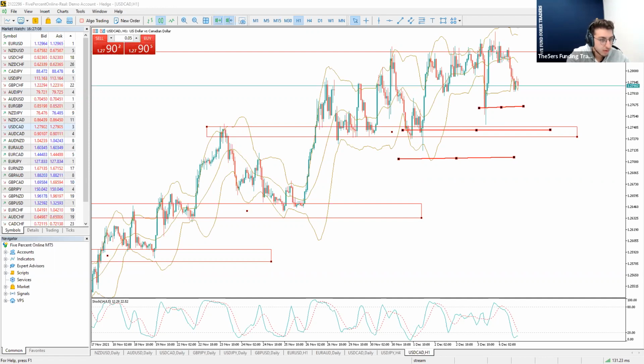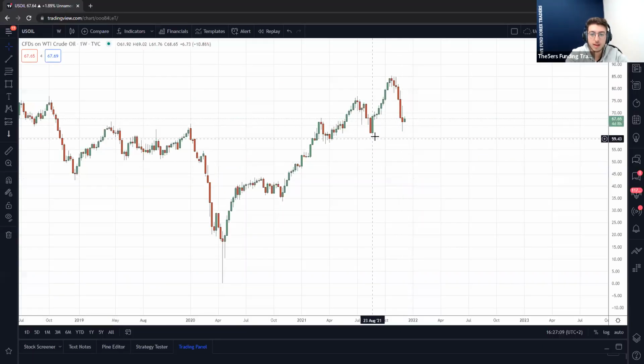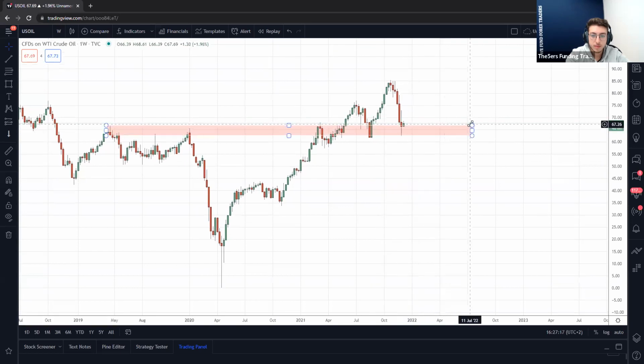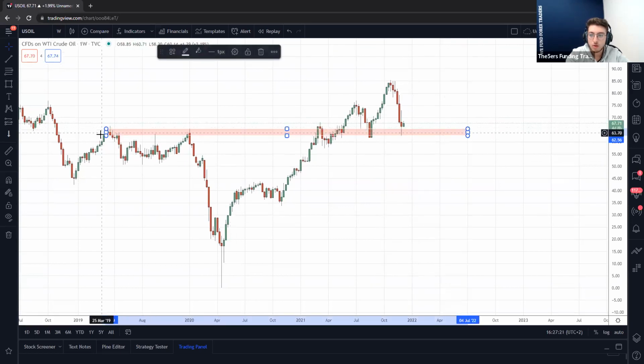I think that's what we look at here. So it's the weekly on oil. This zone is very crucial. Actually, the zone of 62, 60 is a very crucial zone.